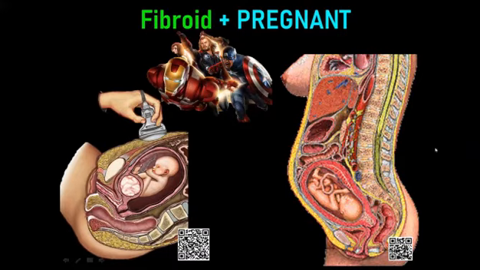So for this fibroid, if it's very near the placenta, sometimes the placenta becomes not very stable, so it causes bleeding. This bleeding may cause miscarriage in the first 3 months. In the second or third 3 months, it may cause what we call preterm birth, where the baby hasn't reached term and it starts to bleed, and it may cause early delivery. So this is the danger with having fibroid.